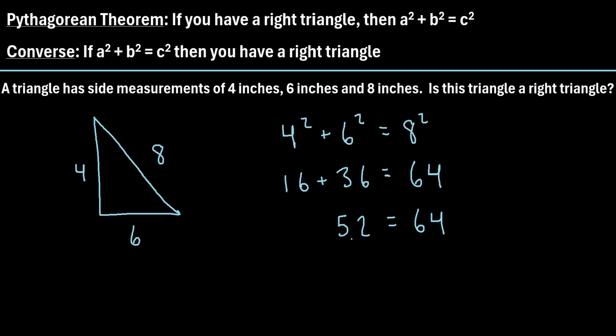So we can see that this is not true. 52 is not equal to 64. So that means this triangle must not be a right triangle. So we'll say no as our final answer.